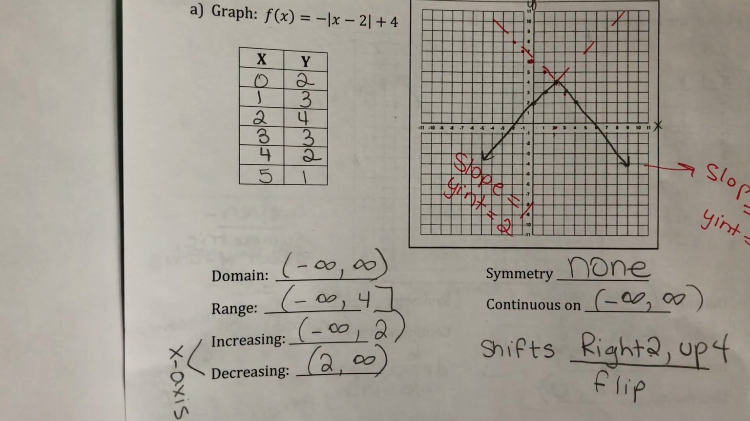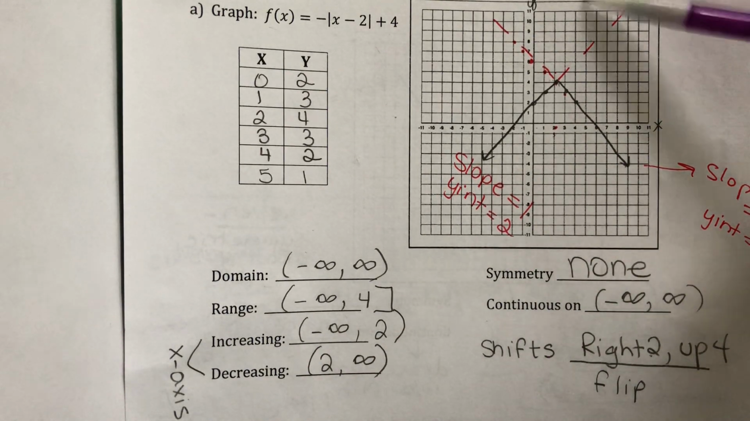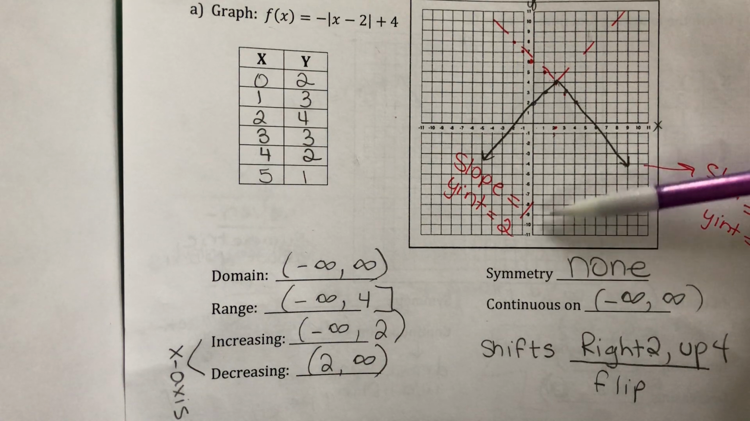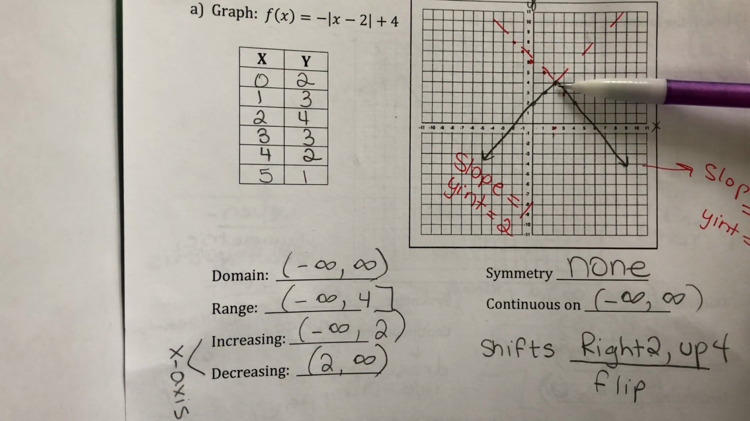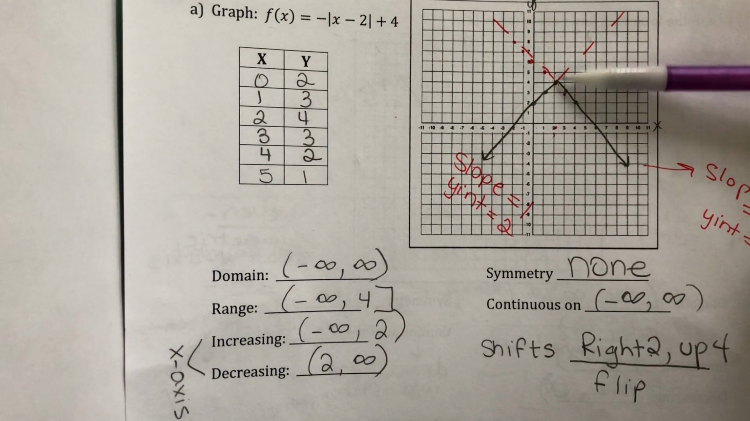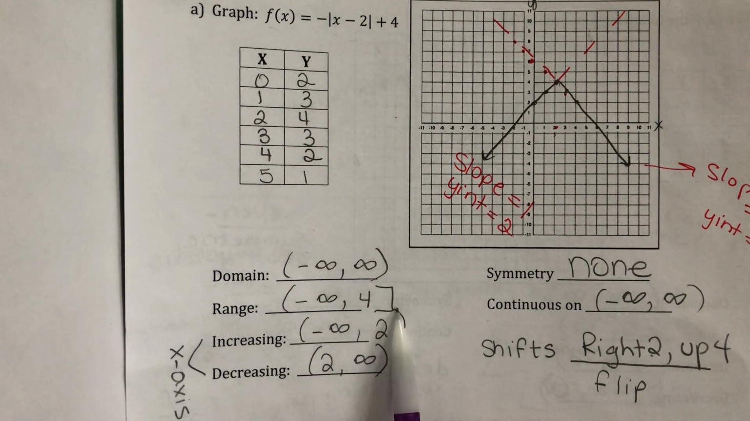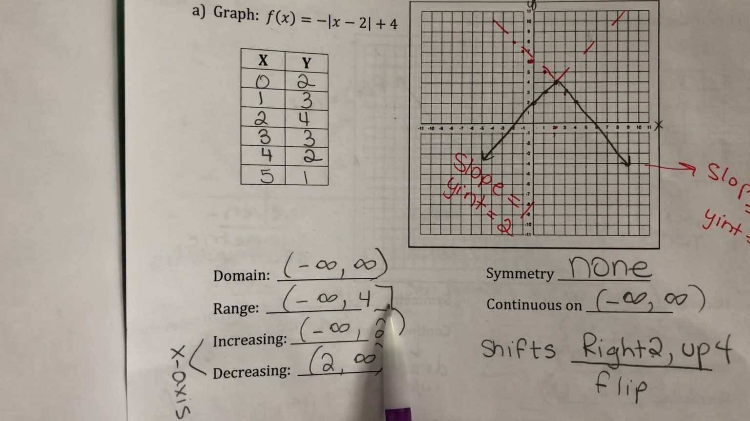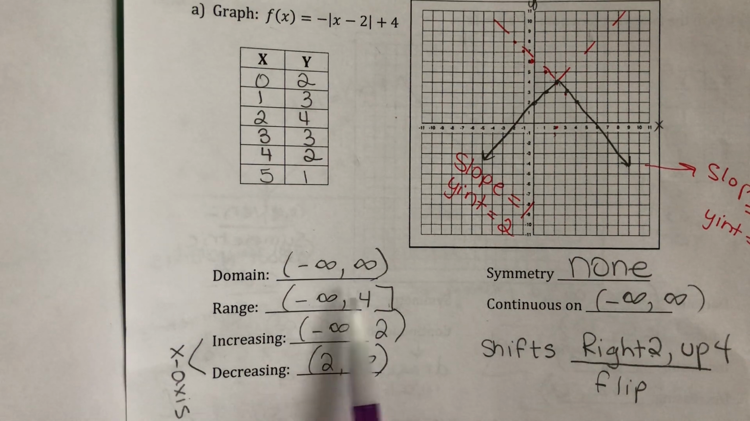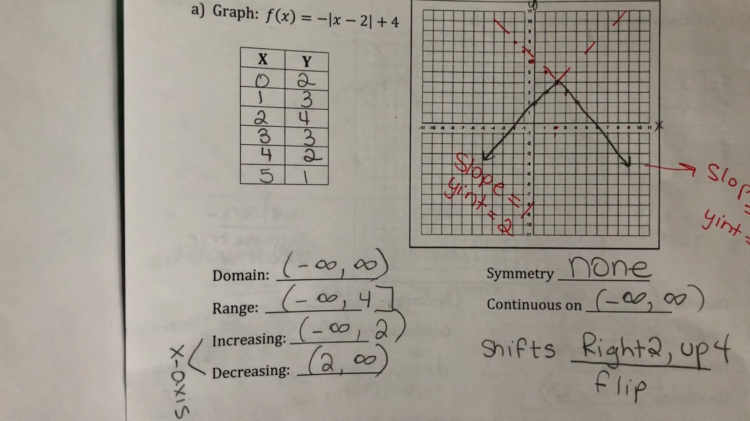Domain goes right and left forever. Range, I see the graph exists from negative infinity up to 4, and including 4. I don't see it past the number 4, so I need a bracket at 4. And remember that domain and range go from least to greatest. So if you wrote this the other way around, that wouldn't be correct.